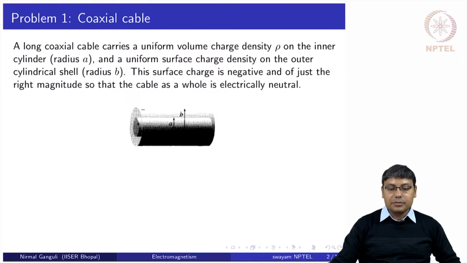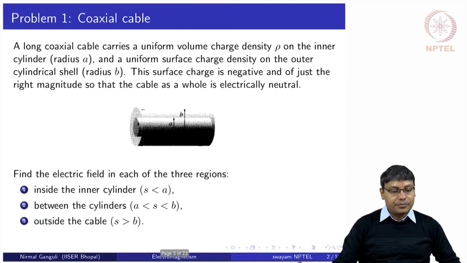That is the amount of the charge. That means the total amount of the charge in the entire cable is 0. You are supposed to find the electric field in each of the three regions, that means all space. So, we can divide the problem into three parts. Inside the inner cylinder first, where S is less than small a, between the cylinders where A is less than S and less than B, and outside the cable where S is greater than B in the outer space. The coaxial cable is quite long, so we will assume it to be infinite.